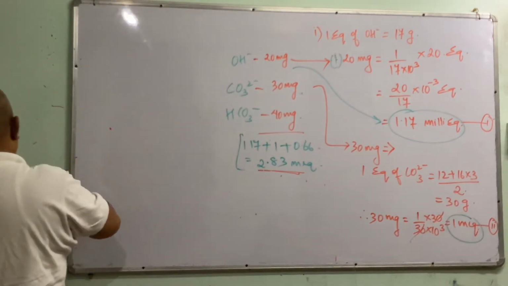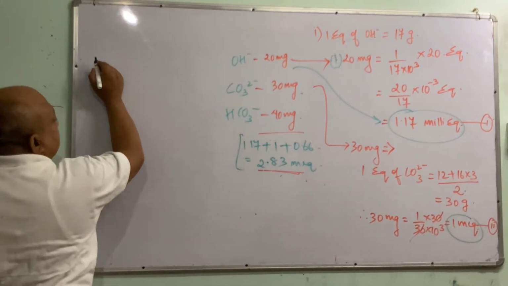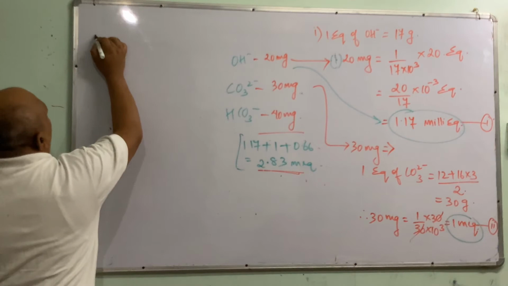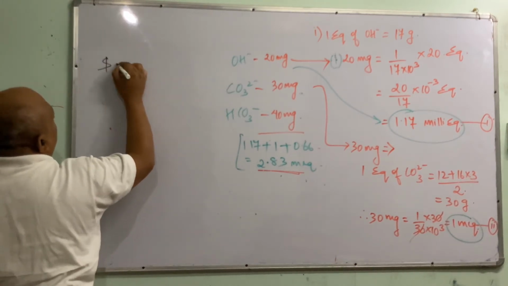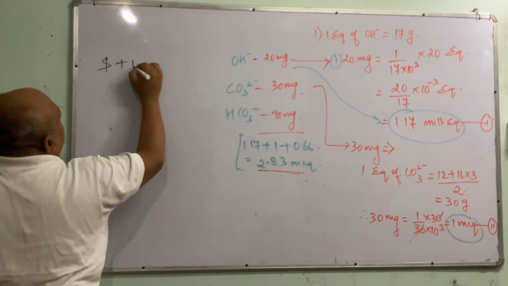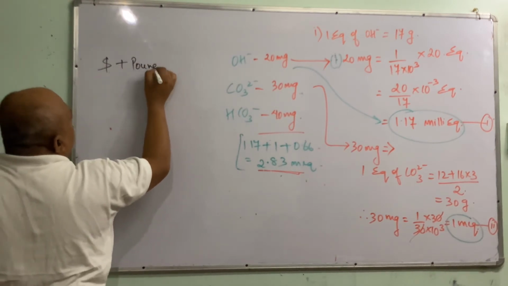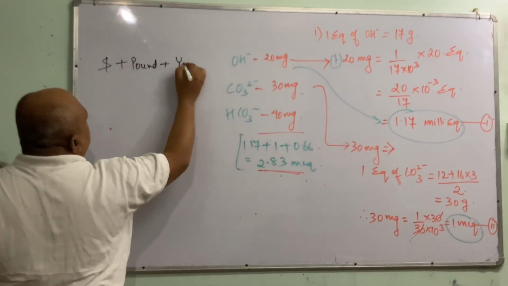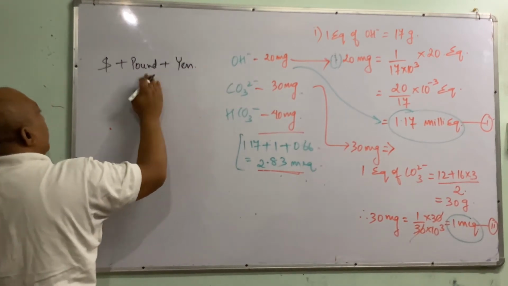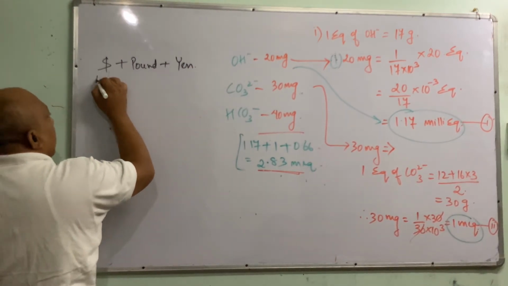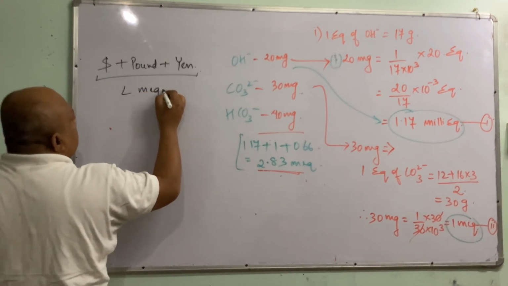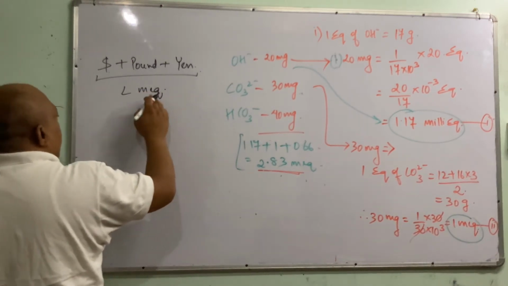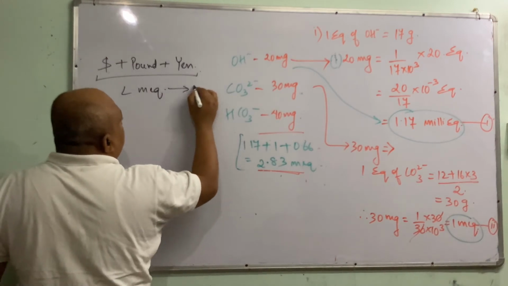What we do is say it is just like $1. It's just like you're getting dollar plus pound plus yen, Japanese, European, and American. These three we are converting in terms of milli equivalent. So what we do is we try to convert this in terms of rupees.